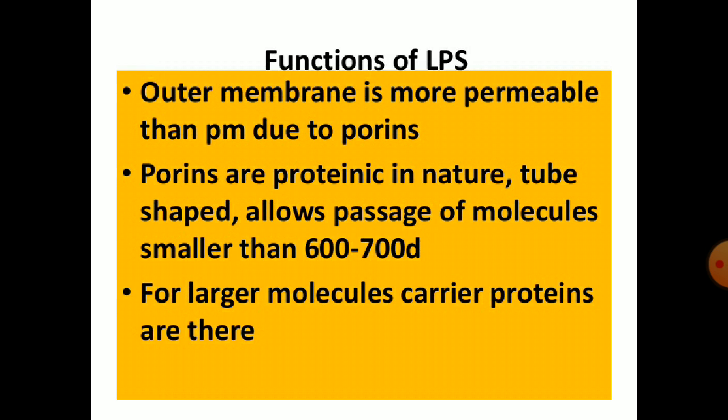Next, the outer membrane is more permeable due to porins. Porins are proteinaceous in nature, tube shaped, and allow passage of molecules smaller than 600 to 700 daltons. For larger molecules, carrier proteins are there.